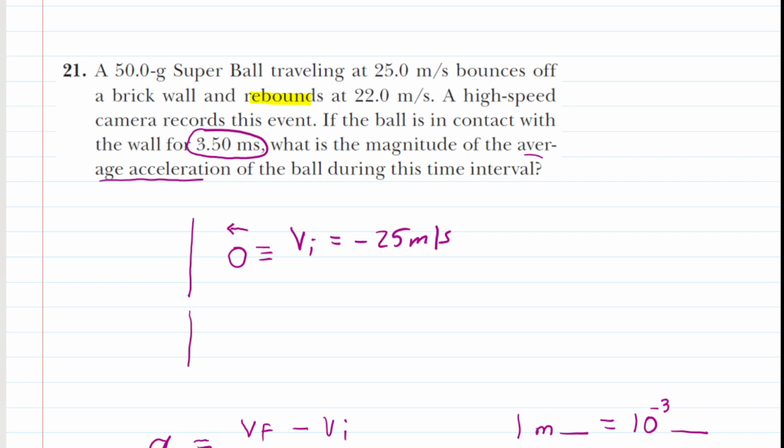But then after rebounding, the ball would be traveling in the opposite direction. It would be traveling to the right, and to the right would be the positive direction. So the final velocity would equal 22 meters per second. When students solve this type of problem, in which an object is rebounding, they often neglect the change in direction. They often neglect the negative that we assign to that initial velocity.